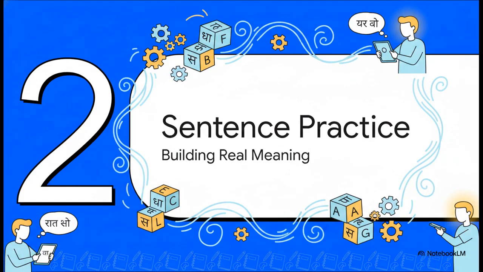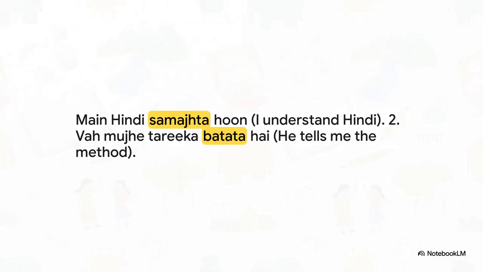So, what does this all look like in practice? Let's start building real meaning by actually assembling the vocabulary we just picked up. Just look at how beautifully our verbs slide right into context here. For our first sentence, मैं हिंदी समझता हूँ. मैं हिंदी समझता हूँ. This means I understand Hindi. See how our verb samajhna adapts to samajhta to fit the speaker? It's like a puzzle piece snapping into place.